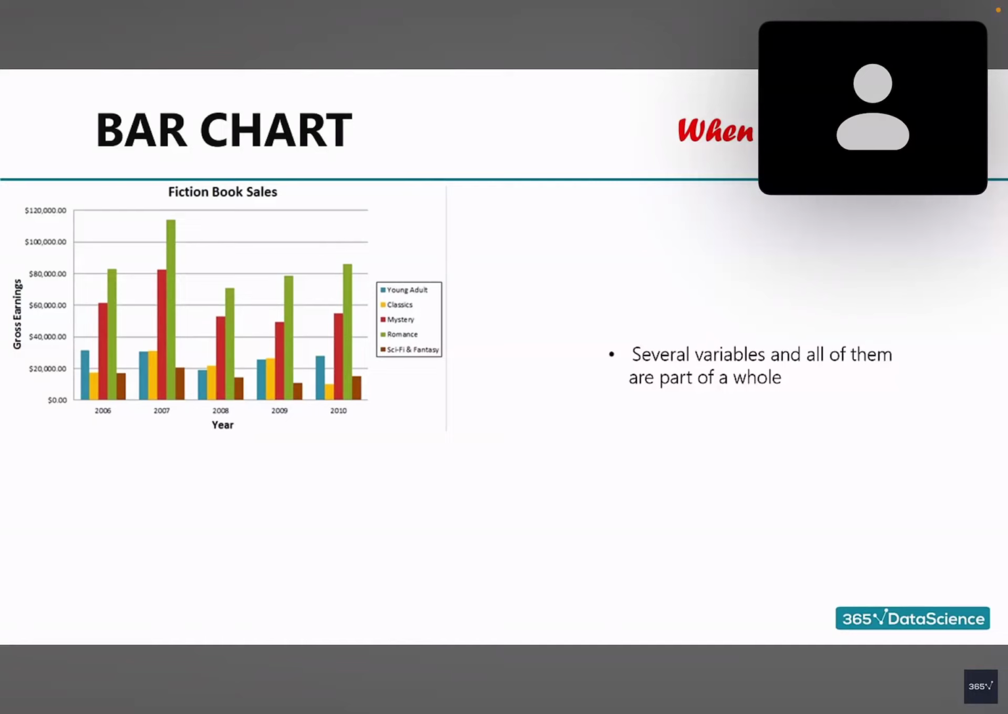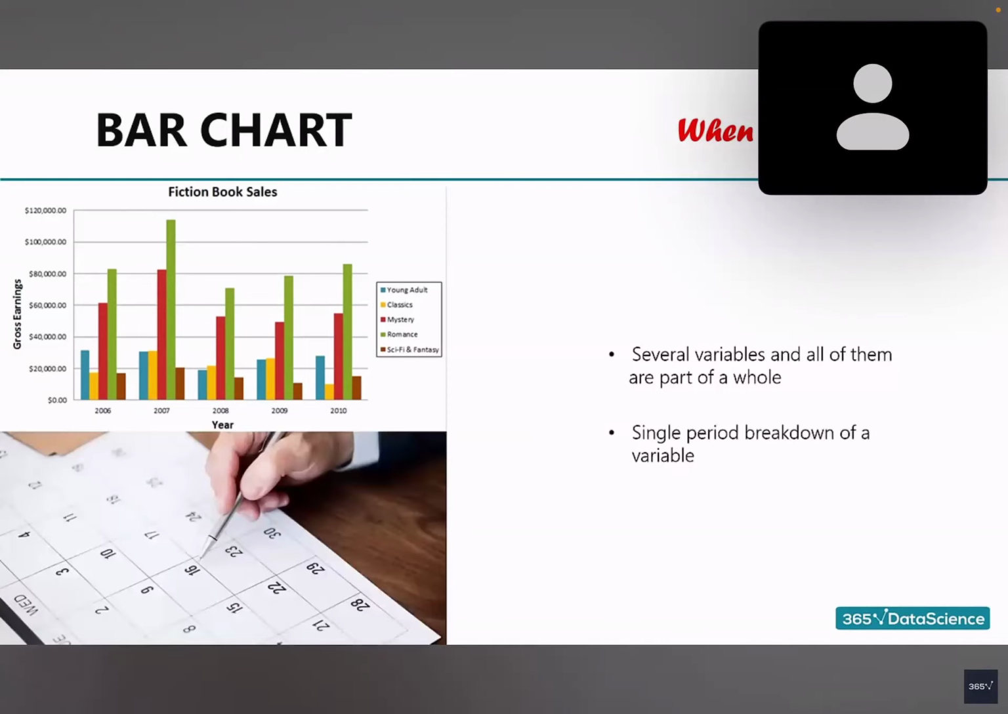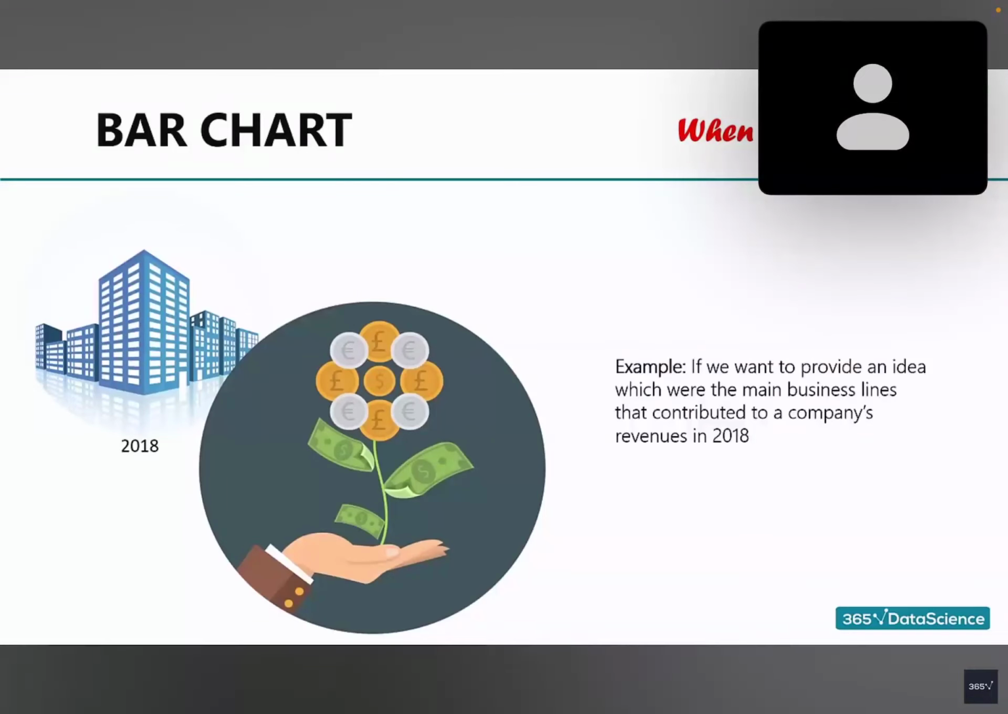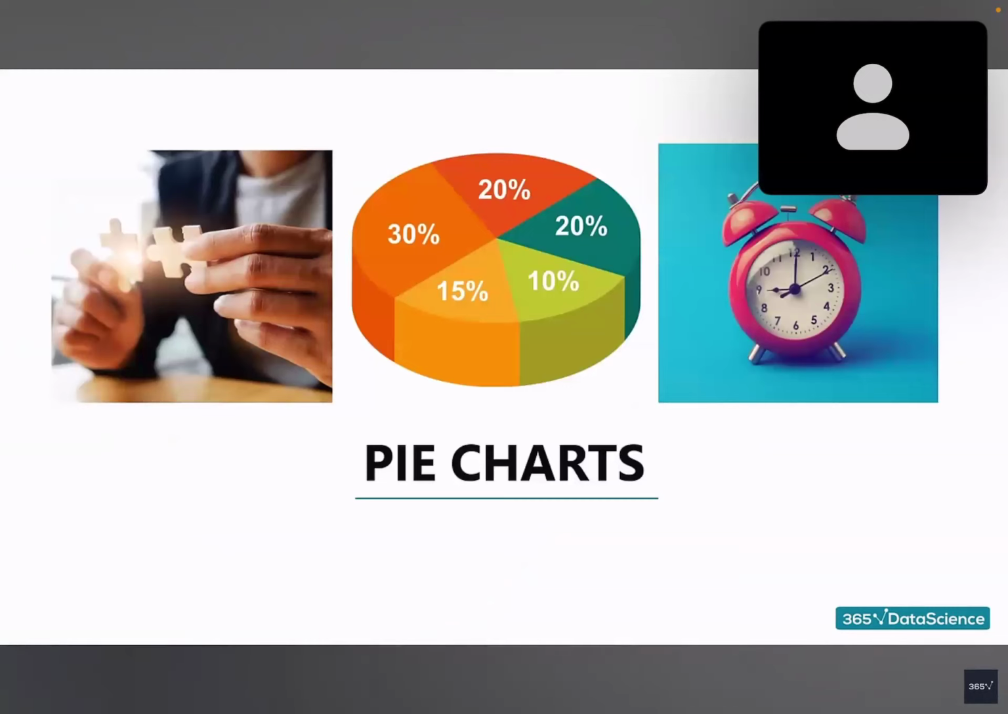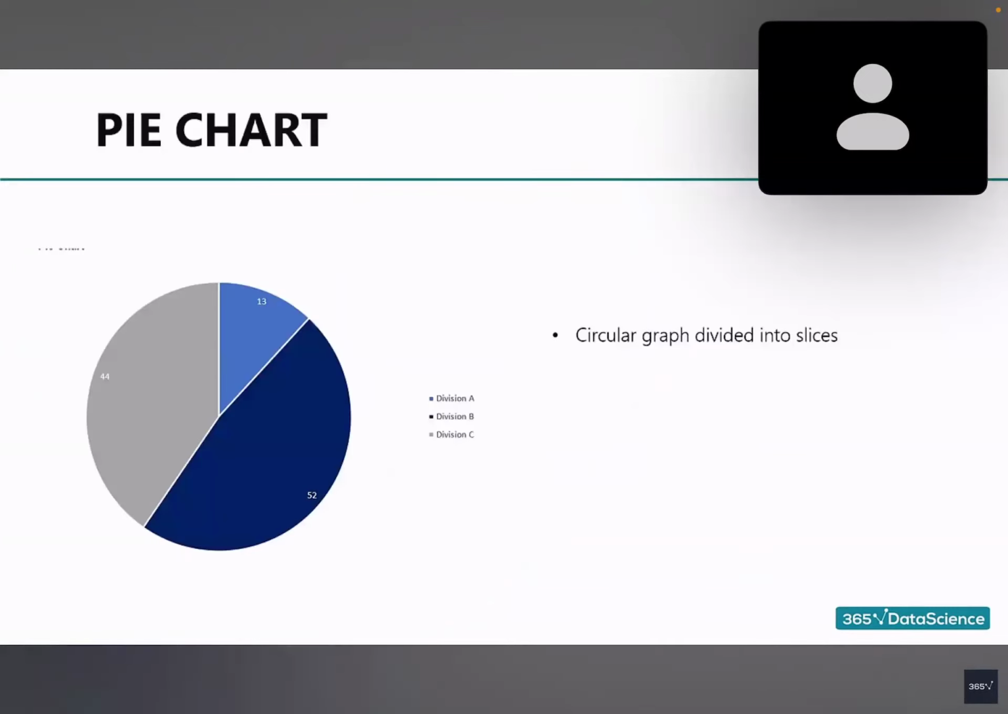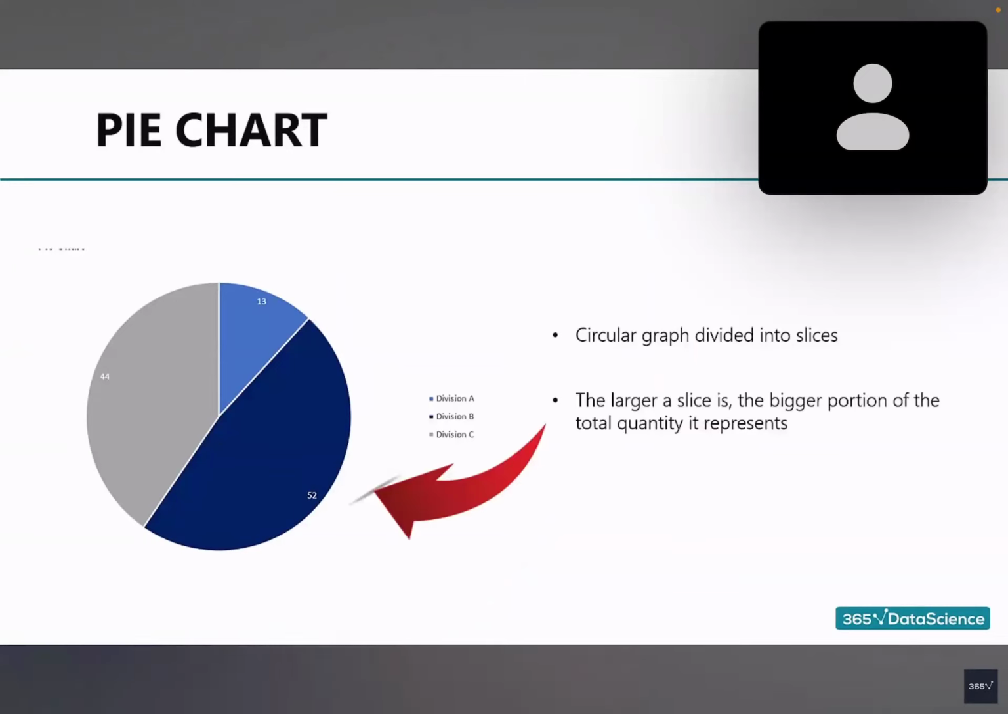Along the same lines, a simple bar chart isn't suitable when we have a single period breakdown of a variable. If I want to portray the main business lines that contributed to a company's revenues in 2018, I wouldn't use a bar chart. Instead, I'd create a pie chart, or one of its variations. Pie charts. A pie chart is a circular graph divided into slices. The larger a slice is, the bigger portion of the total quantity it represents.